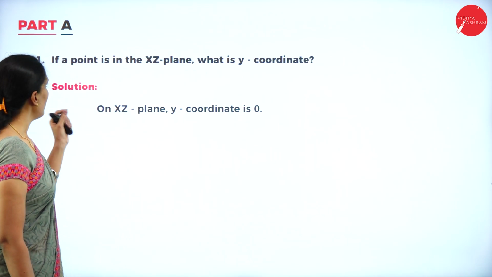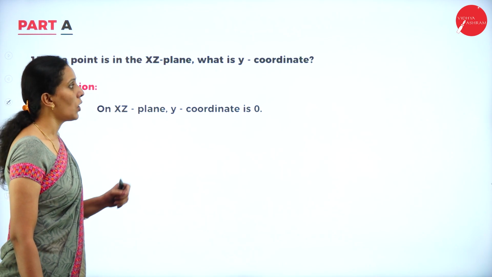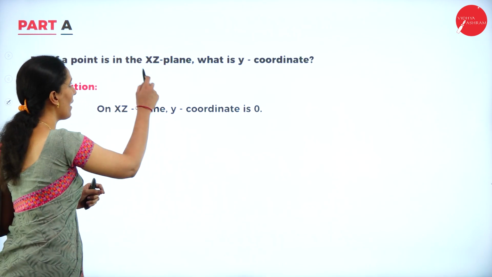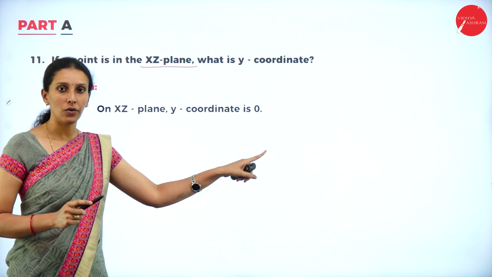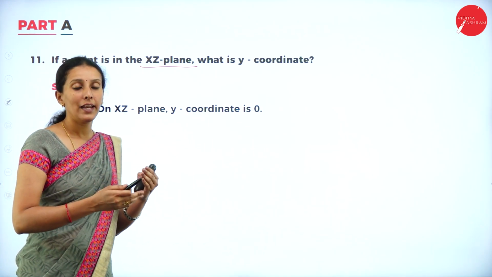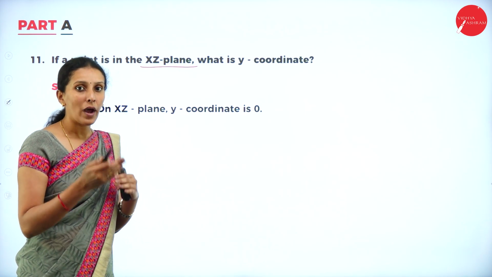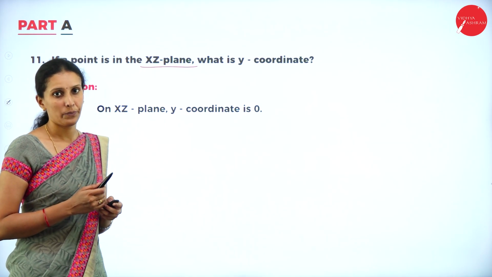Next, if a point is on xz plane, what is y coordinate? Clearly, they have given it as xz plane. On xz plane, y coordinate is 0. Similarly, xy plane, z is 0. Zy plane, x is 0.